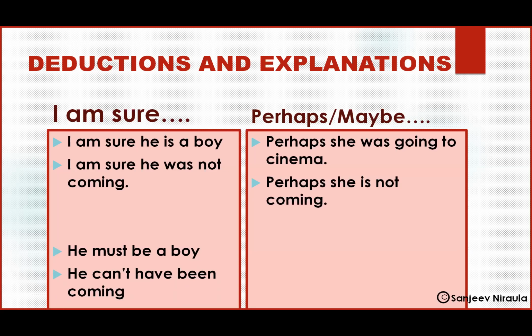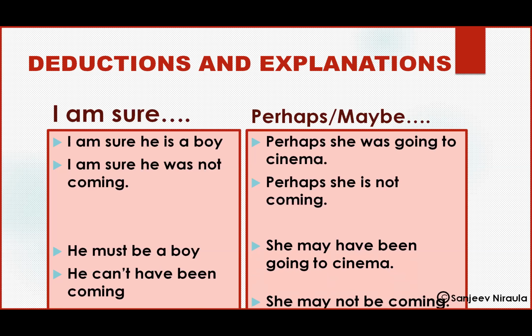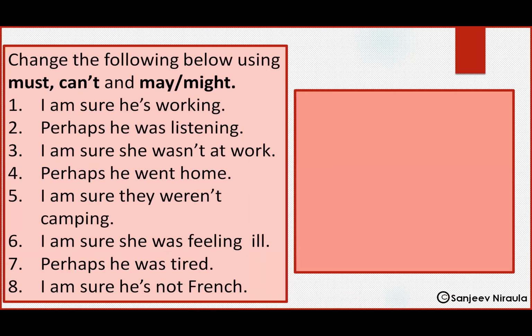Similarly, under the heading perhaps maybe, the first question is perhaps he was going to cinema. It's positive, and we convert was into have been, and we remove perhaps, and the answer is she may have been going to cinema. Similarly, the second question is maybe she is not coming. It's negative, and we convert is into be, and we remove maybe, and the answer is she may not be coming.